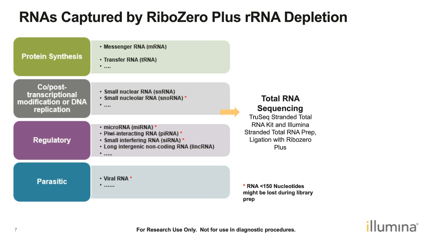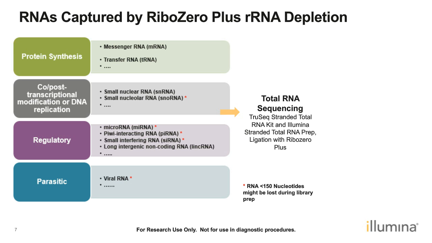The kits available for this are our TruSeq and Illumina Stranded Total Kit, bundled with either Ribo-Zero or Ribo-Zero Plus. Keep in mind that due to the workflow and our bead cleanup steps, RNAs that are less than 150 nucleotides might be lost during the library prep. So ultimately, we will only have total RNA that's greater than 150 nucleotides, but again, not rRNA.